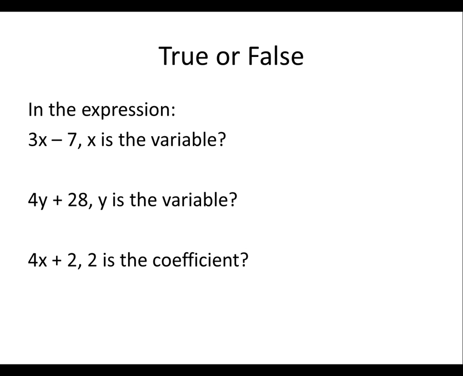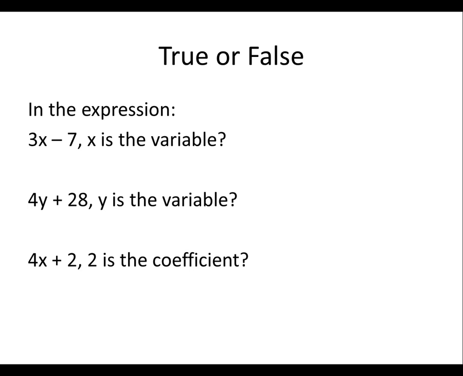Okay, yes, that is true. X is the variable there. Then we've got 4y plus 38. Y is the variable. Yes or no? What do you think, Rebecca? 50-50 chance. What do you think? Give me one of these or one of these. Unsure, give me up or down. Okay, y is the variable once again, even though it's not x. It's any letter there that represents a number.